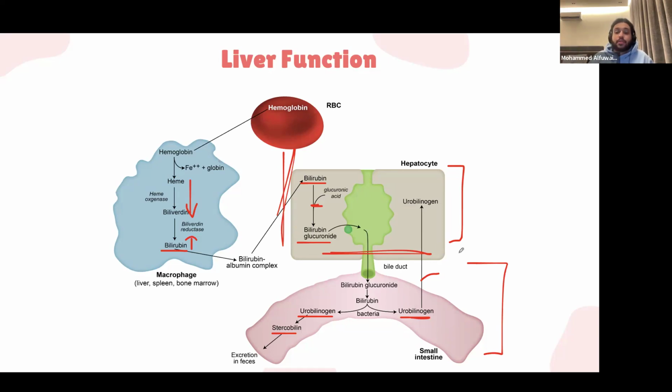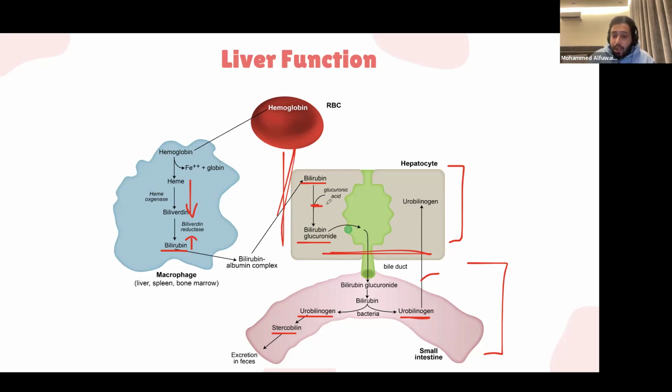Cirrhosis patients will present with jaundice. Liver disease patients will present with jaundice. Viral hepatitis patients will present with jaundice, so on and so forth. Why? Because the liver cells, the hepatocytes, won't be able to conjugate the bilirubin anymore because of the enzyme defect. Other than that, you have hereditary causes of hyperbilirubinemia due to defects of this enzyme, the UDP glucuronidase.